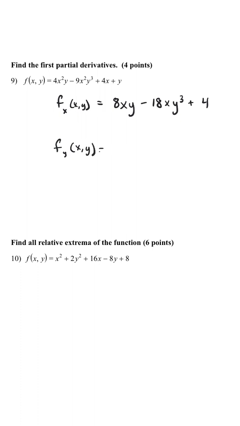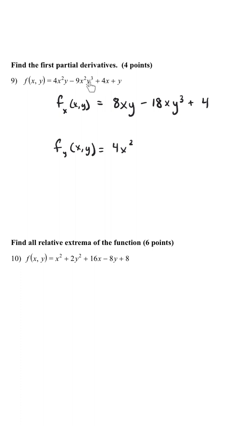Now for the partial derivative with respect to y, x variables are constant and y is the variable. So 4x squared really is no different than a constant coefficient like 5y or 10y. And the derivative of that would be that constant value. So the partial derivative with respect to y for the term 4x squared y is 4x squared.